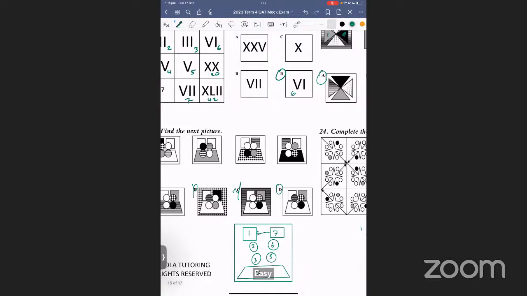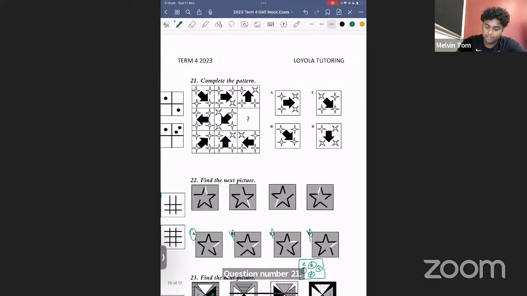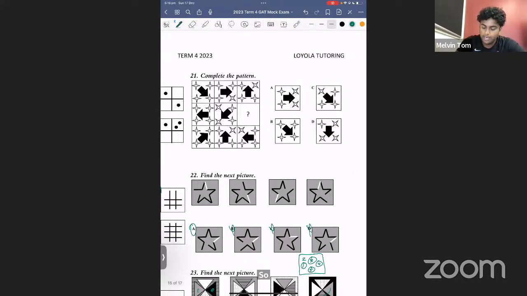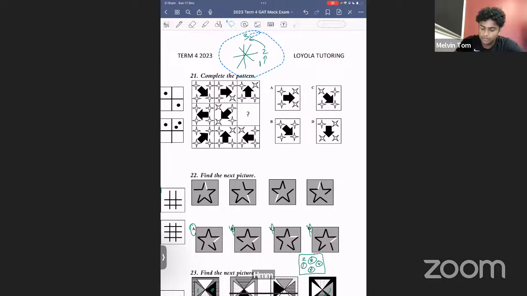Question number 21. So question number 21, let's start off by drawing out how the arrow is moving. Arrow starts off facing here, goes here, and then it goes here. So +1, +2. In the middle row, the arrow, let's see if I can make this smaller.